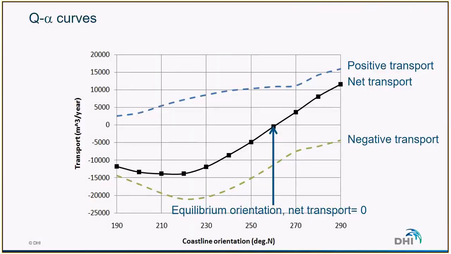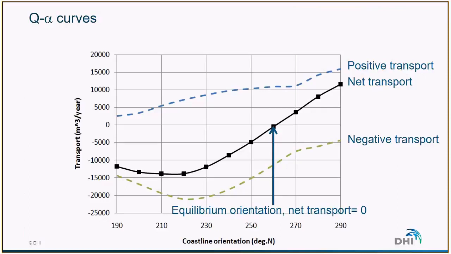Let's get back to the Q alpha curves. It's a very important tool, so I'd rather spend a bit more time on it. What a Q alpha curve does is relating the shoreline orientation to an associated net and gross sediment transport. So this can be assessed by calculating, for a certain number of orientations, what would be the sediment transport for a specific wave climate.